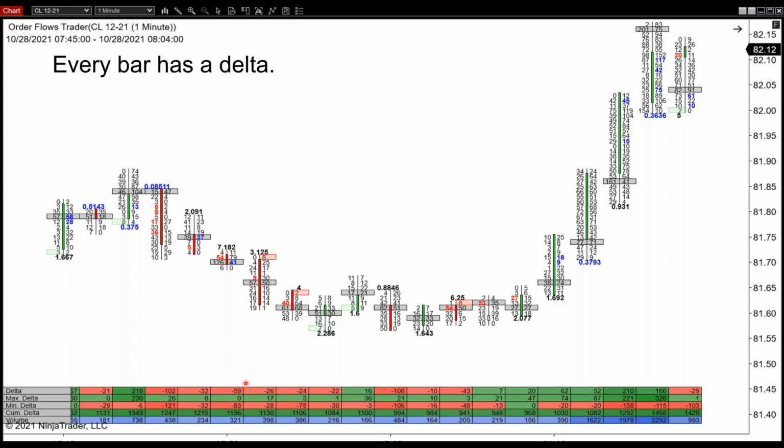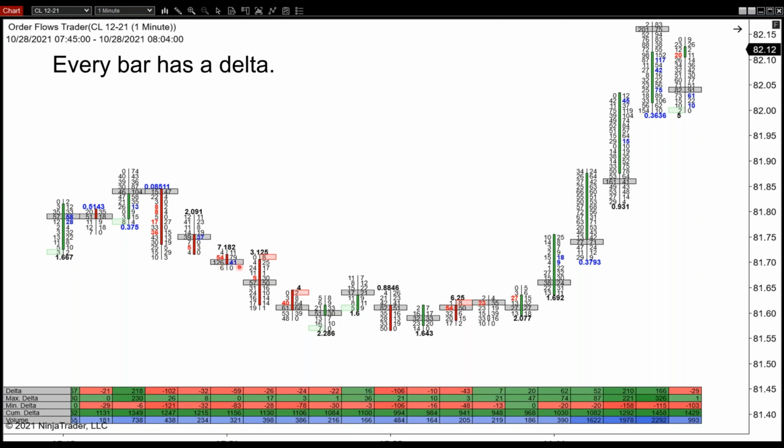The 59 is right here. 59 more aggressive sellers than aggressive buyers. Okay, that doesn't mean that there wasn't a lot on the offer up here. What the delta tells you is there was more aggressive sellers in this bar than aggressive buyers.